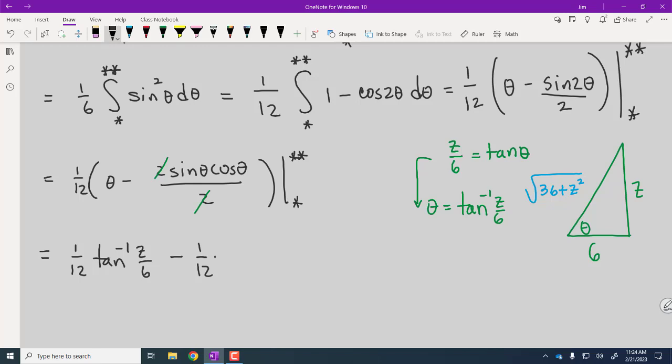What's sine of theta? So we're going to do the opposite over hypotenuse. So we're going to do z over the root. So z divided by the square root of 36 plus z squared. Cosine of theta. So we're going to do 6 over the root. Plus the constant of integration.